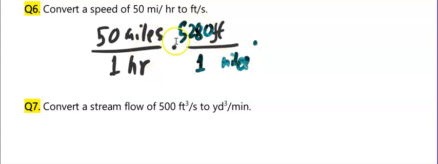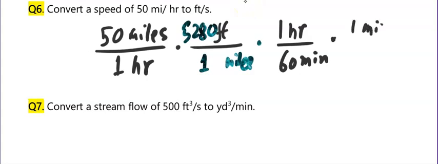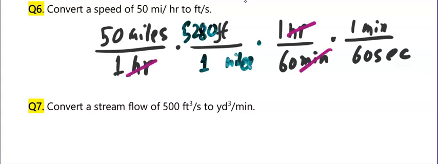Now this miles cancels, I get feet per hour, but I've got to change hour to seconds. So let's talk about the time units. 1 hour is 60 minutes, and by doing that, hour cancels. I need per minute in the answer, but I need the answer per second. So I do again 1 minute divided by 60 seconds. If you do that, hour cancels, minute cancels, miles cancels, and your answer is going to be feet divided by seconds.